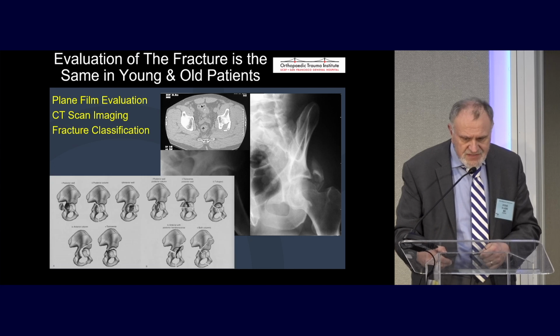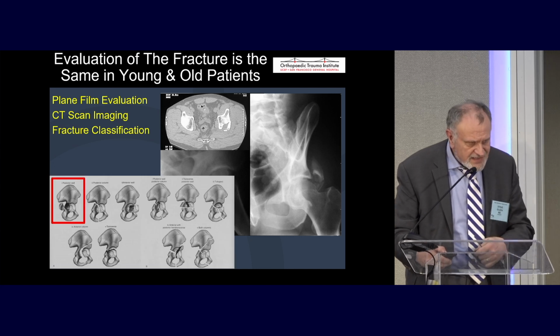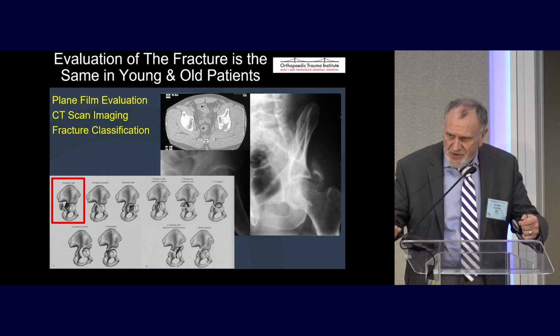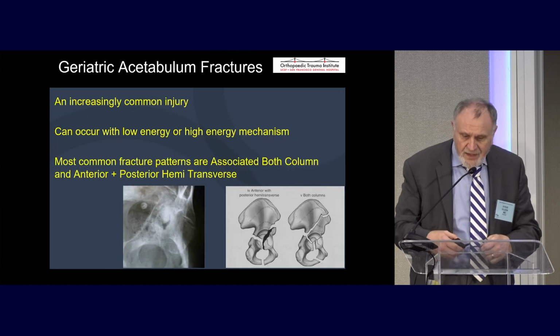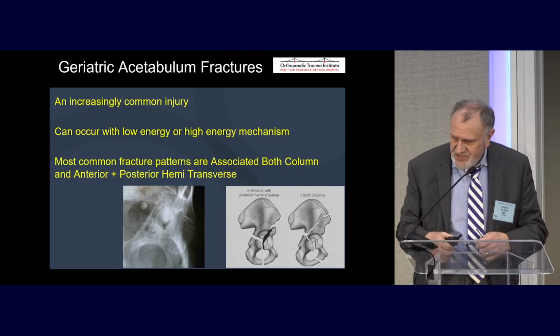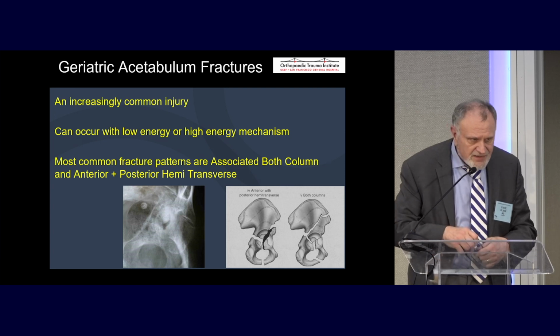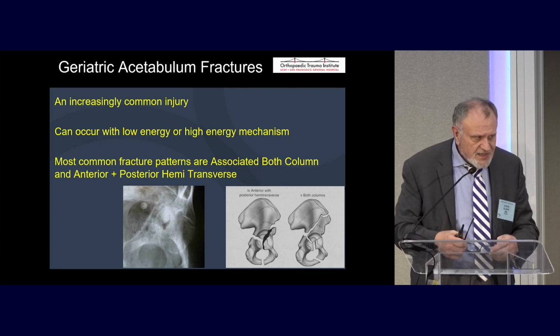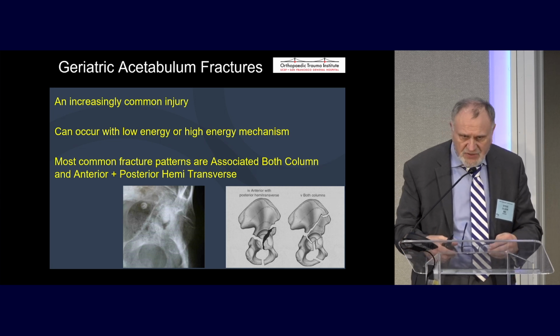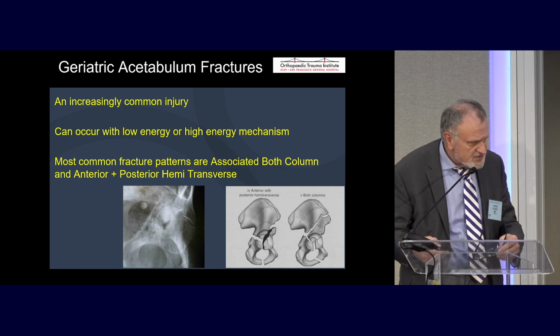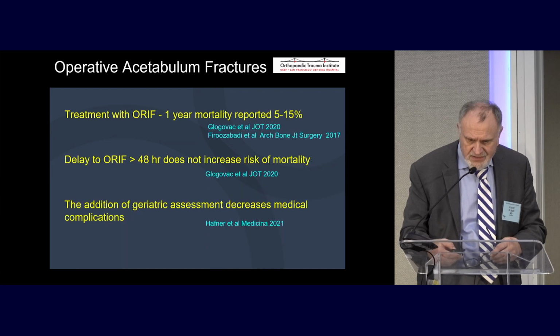Fair enough, and CT can be helpful. We need to find the classification to figure out which way we want to operate on the acetabular fracture, and that's important. In geriatric fractures, which are increasingly common, as we know, the anterior column or anterior wall with posterior hemitransverse, or the both-column patterns, seem to be the more common ones we'll see in this population, so that's important to realize.